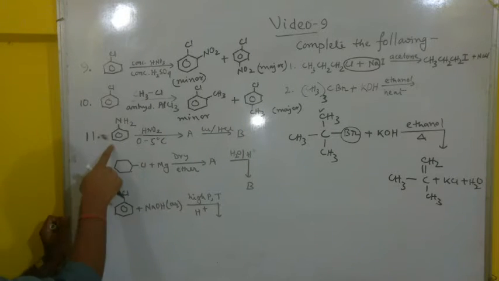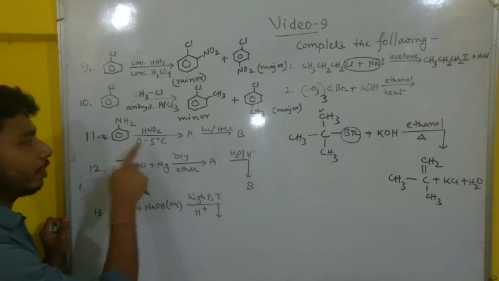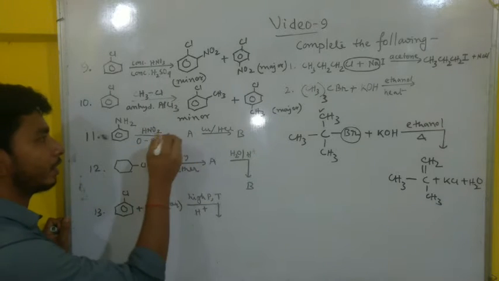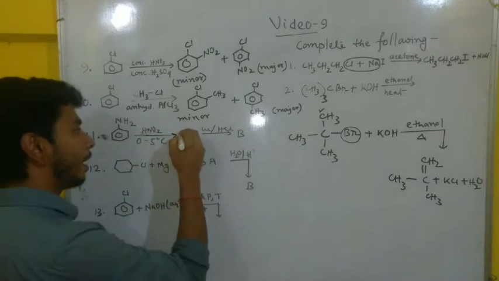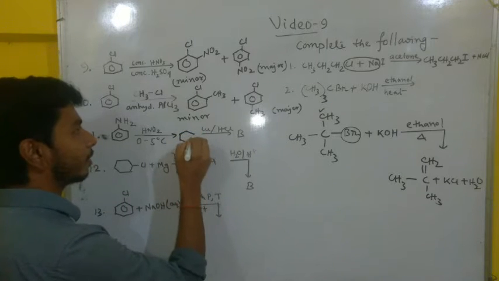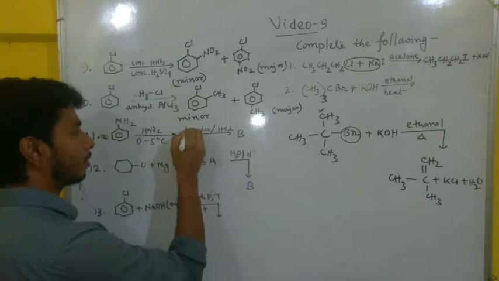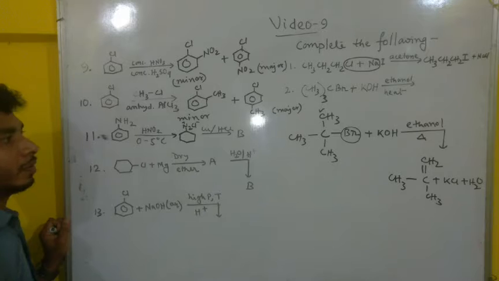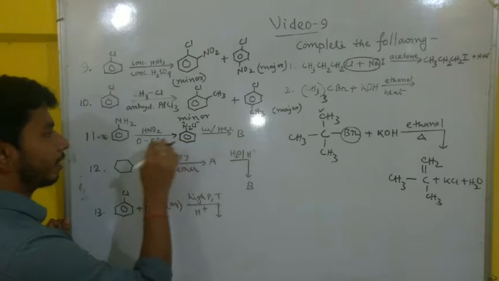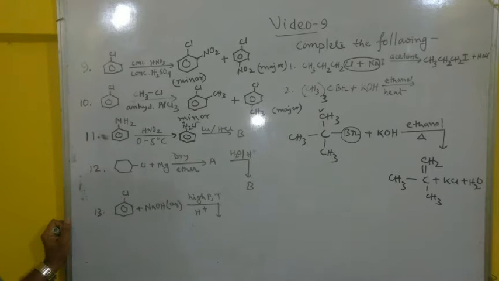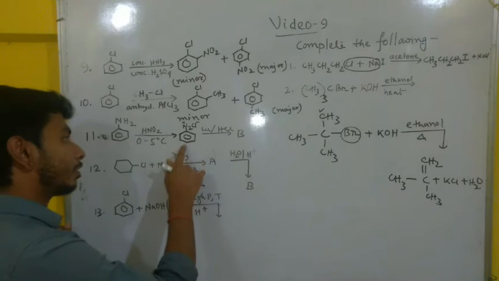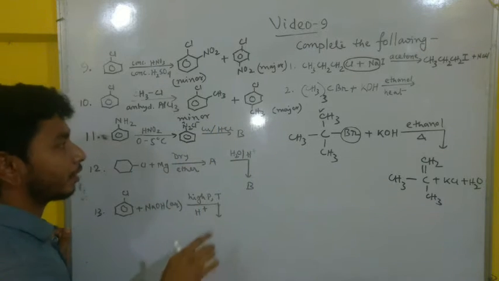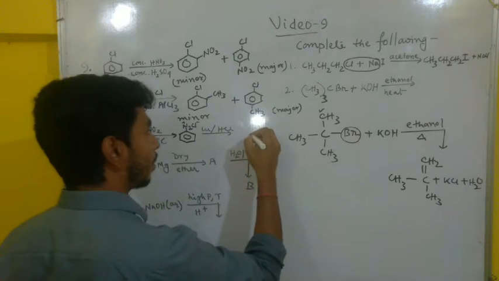Now next reaction, aniline treated with nitrous acid under 0 to 5 degrees Celsius. So aniline on treatment with nitrous acid under 0 to 5 degrees Celsius gives benzene diazonium chloride. Now benzene diazonium chloride on treatment with CuCl/HCl. This reaction is called the Gattermann reaction, and the product will be chlorobenzene.